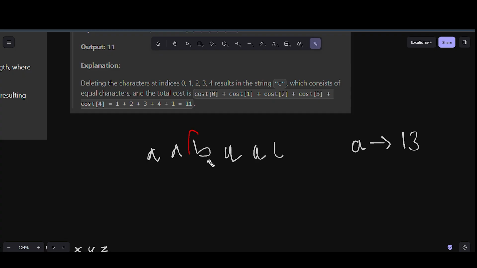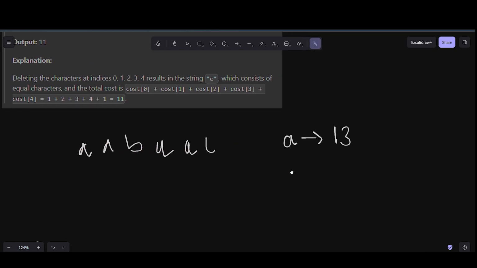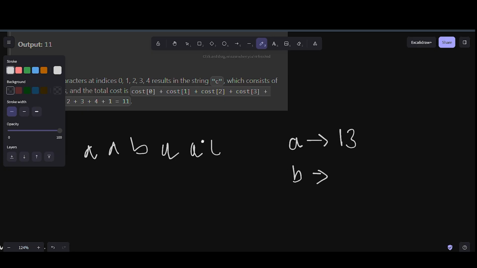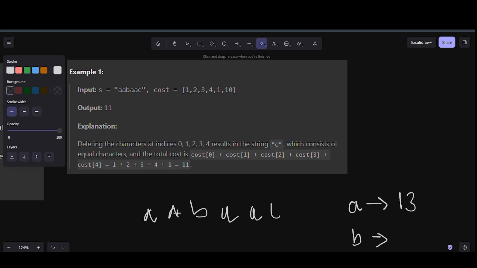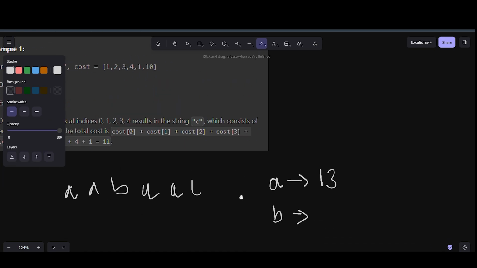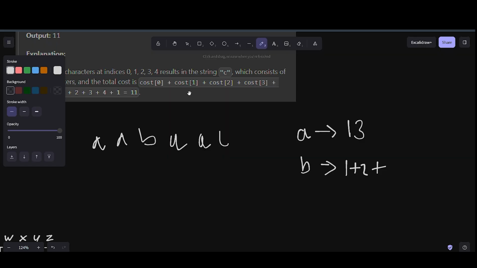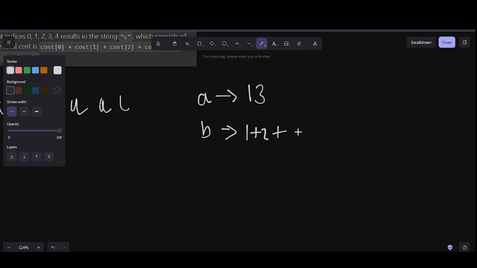Let's suppose we want to keep b, so we have to remove all the a and the c. So what are the costs? 1 a is 1 and 2, 1 plus 2, then again 2a, which is 4 and 1, then we have to remove the c, and c cost is 10.